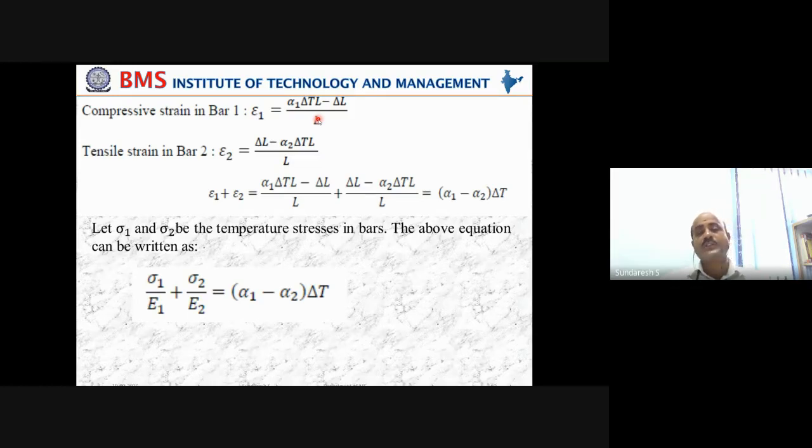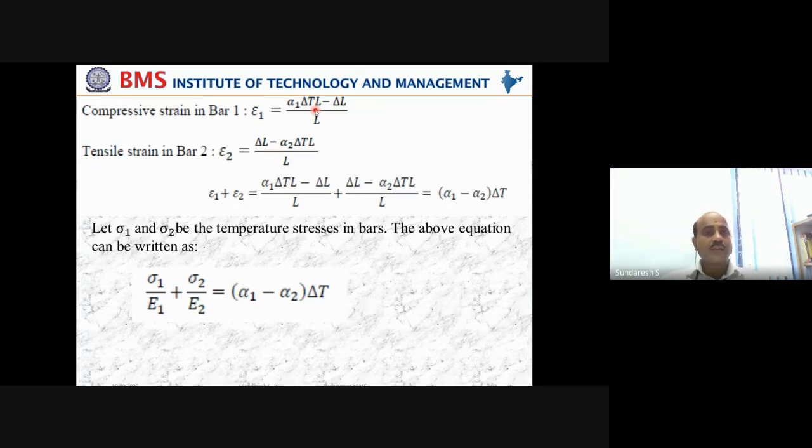Why am I talking about contraction here? The free expansion of bar 1 is more than the actual total expansion of the entire composite bar. Therefore, in this expression, alpha 1 into delta T into L minus delta L, the numerator term represents the amount of contraction that bar 1 will undergo.